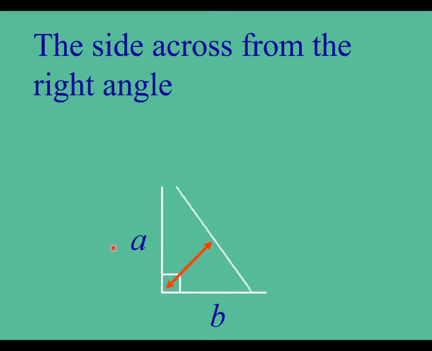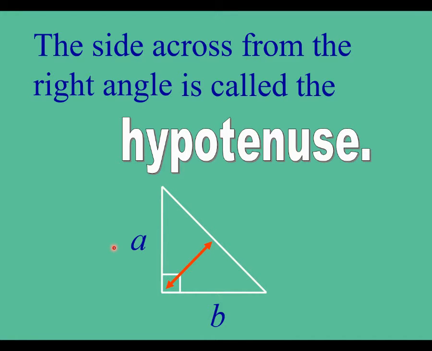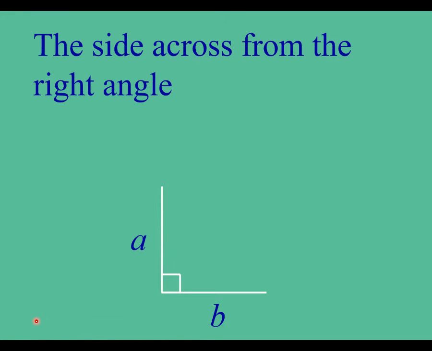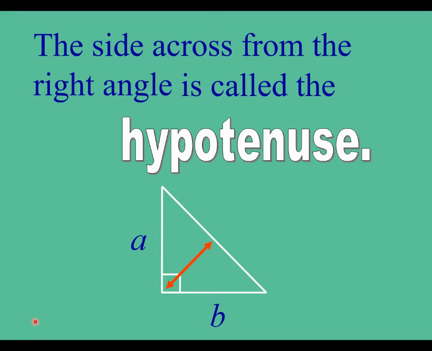Next, the side across from the right angle is the hypotenuse. I'll repeat again. In a right angle triangle, the side across from the right angle is known as the hypotenuse. It's really important. Simply, the side opposite to 90 degrees is known as the hypotenuse. So this is the hypotenuse.